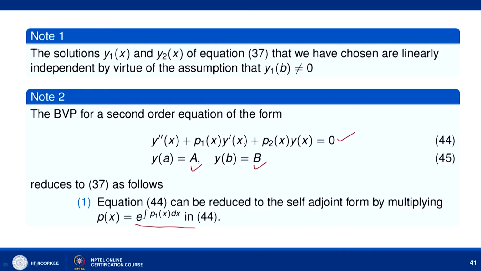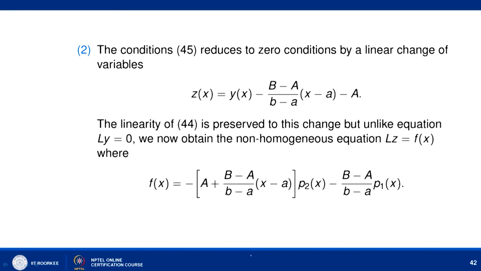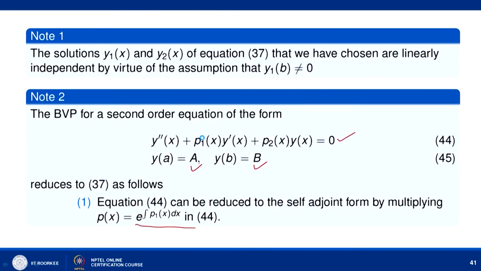Now the non-homogeneous boundary condition can be rectified by a linear change of variable. If we assume z x equal to y x minus b minus a upon b minus a into x minus a minus a, then z x has homogeneous boundary conditions. In fact, what we have done is to consider z of x equal to y of x plus a x plus b.